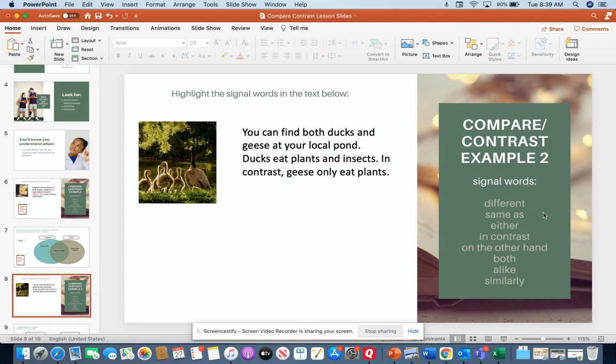All right, let's look at another one. We're going to look for some signal words in this one. You can find both ducks and geese at your local pond. Ducks eat plants and insects. In contrast, geese only eat plants. Okay, so we have the word both. And then another signal word we have is in contrast.